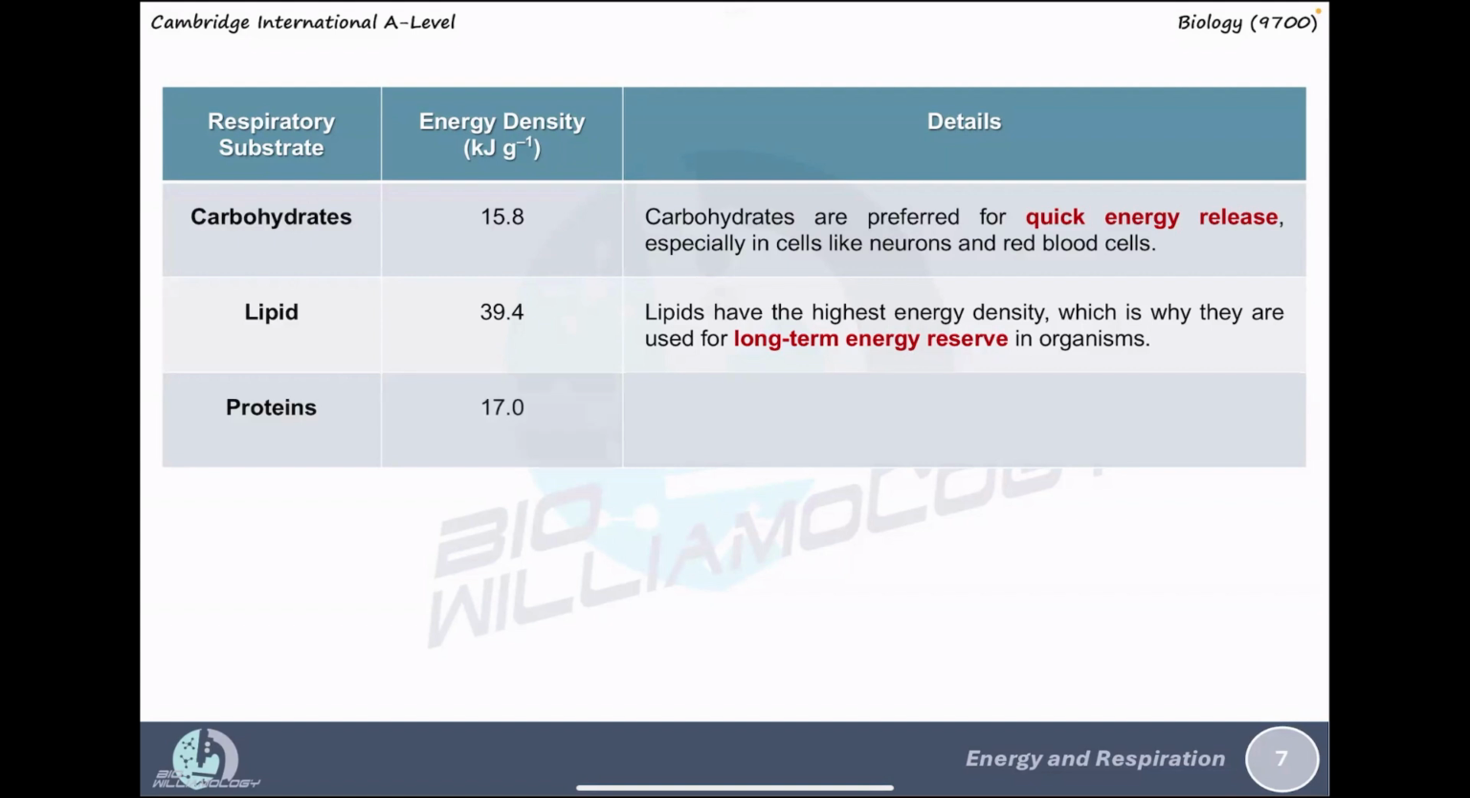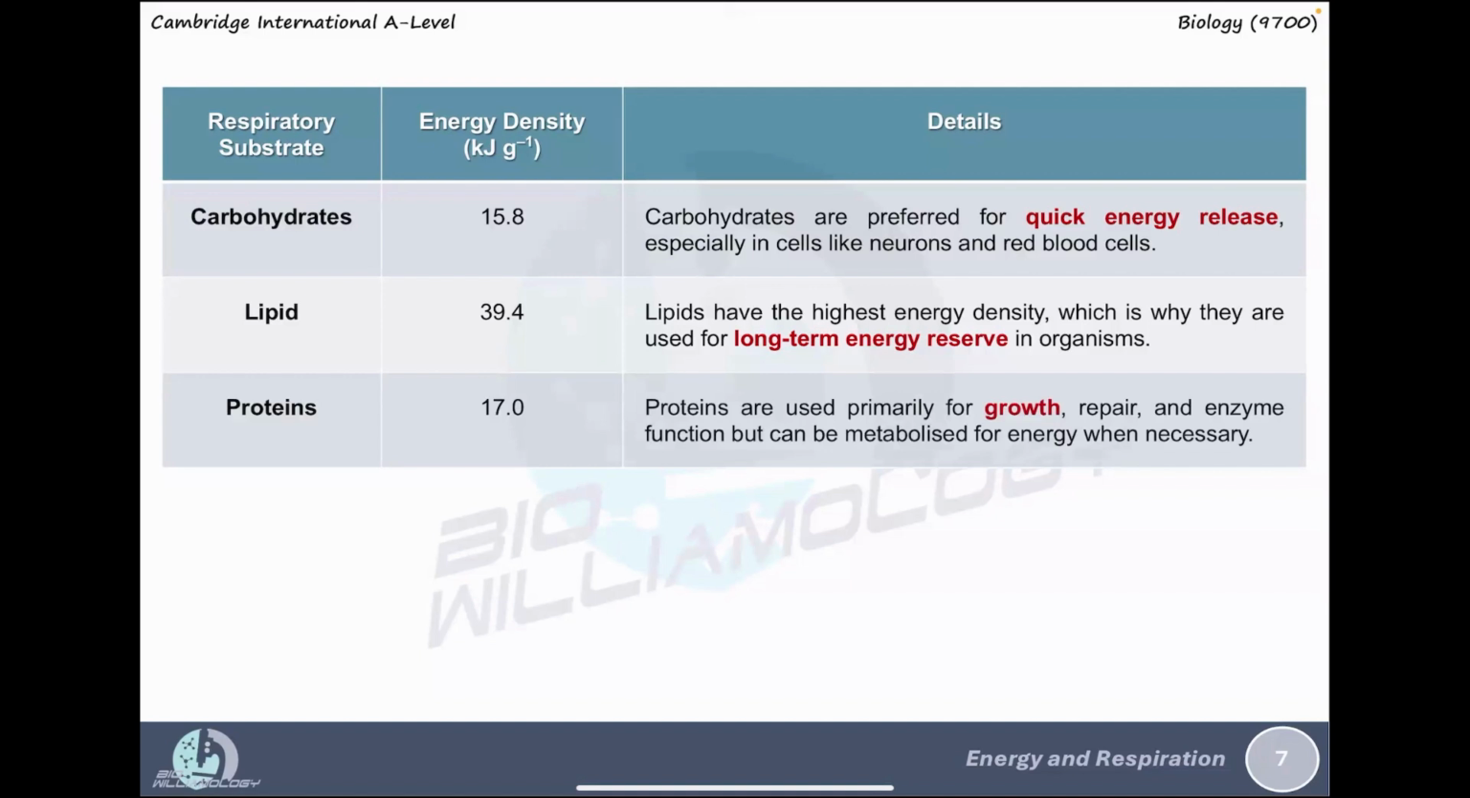How about protein? Roughly 17.0 kilojoules per gram of energy is released by 1 gram of protein. Similar to lipids, protein can serve as a long-term energy reserve as well, but protein is usually used for growth, repair, and enzyme function. But when we need the energy, it can be metabolized for energy when necessary.